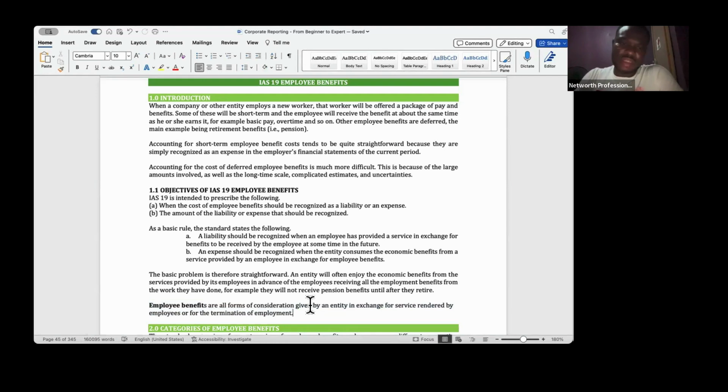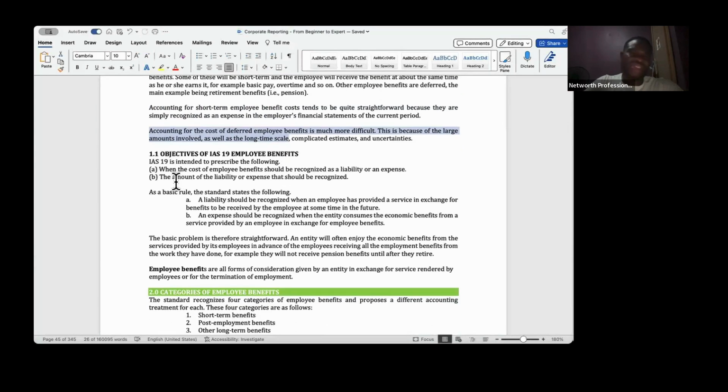Your monthly salaries, maybe they give you a car, maybe they give you a house, maybe they give you HMO. Just think about it. Any consideration that your employer gives you for working with them is an employee benefit. So what we want to look at today is how you account for that. We will look at the one they pay you almost immediately and the one they pay you in the future, which is quite complicated. We're going to look at all of that today.